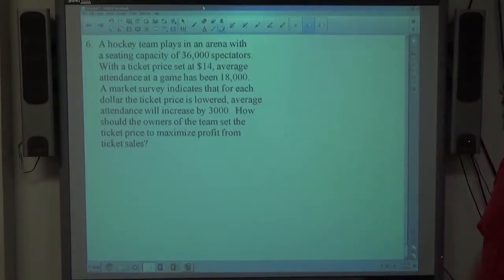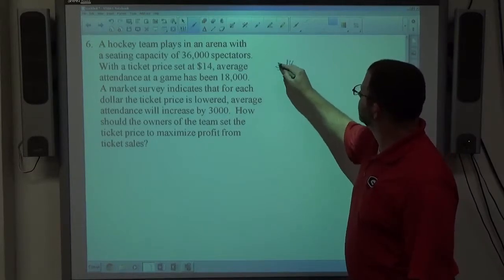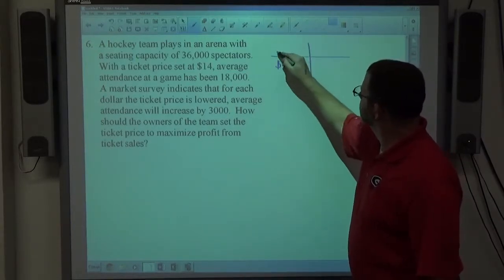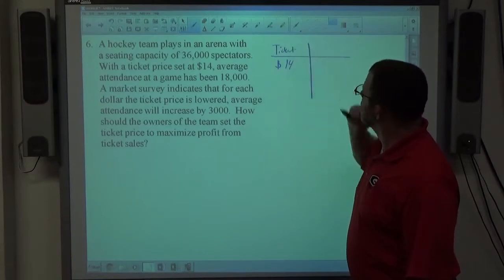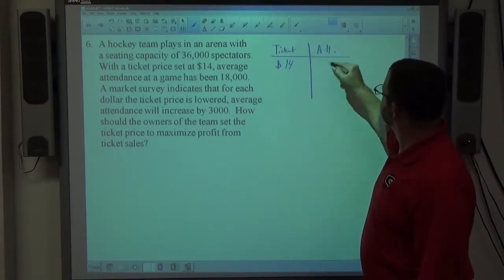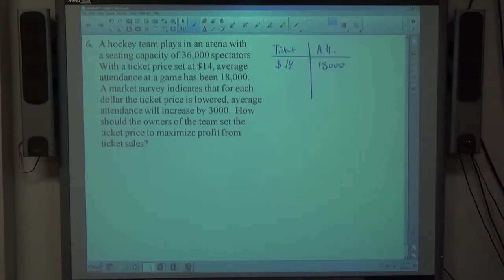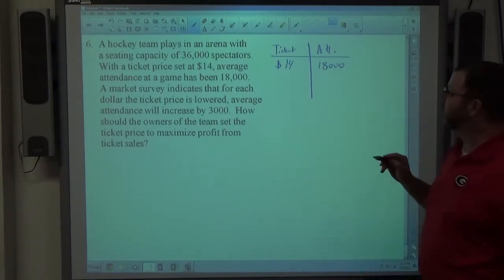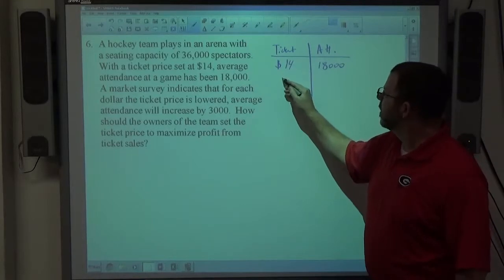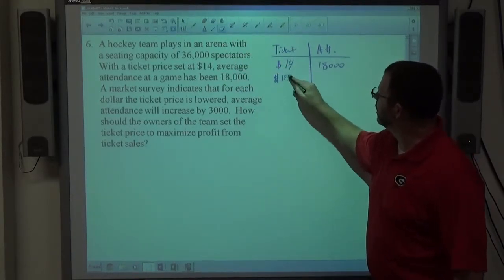Okay, number 6, a hockey team plays in an arena with a seating capacity of 36,000 spectators. With a ticket price set at $14, an average attendance at games has been 18,000. Okay, market survey indicates that every time we lower the ticket price $1, the average attendance increases by 3,000 people. So, imagine we charged $13, drop the price.